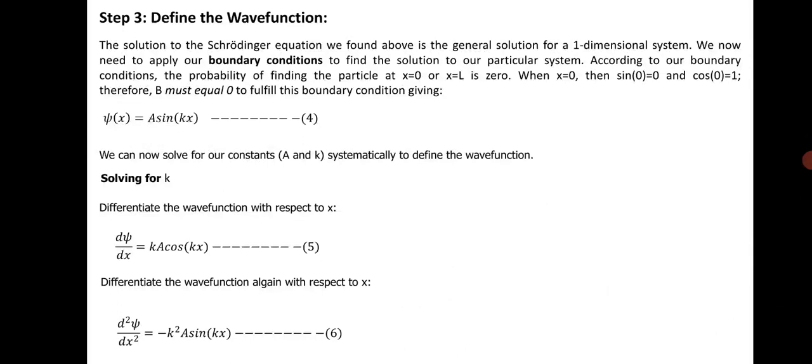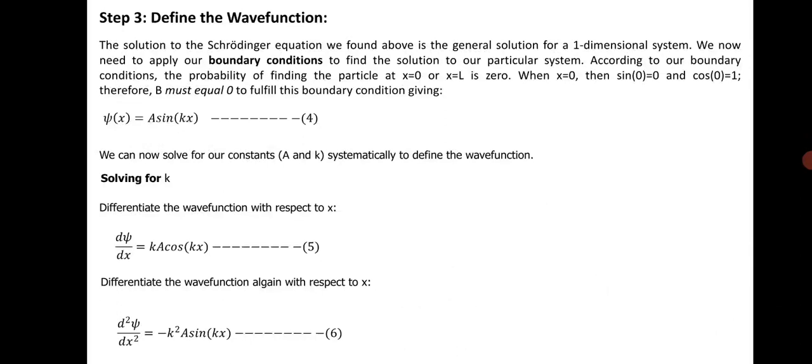Now, to solve for k, differentiate the wave function with respect to x. We will get d psi by dx is equal to k a cos kx from equation 4, and differentiate the wave function again with respect to x. We will get d square psi by dx square is equal to minus k square into a sin kx from equation 5. So d square psi by dx square is equal to minus k square a sin kx.